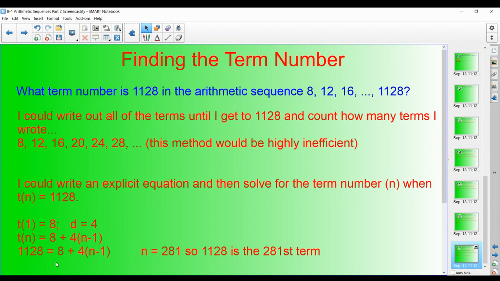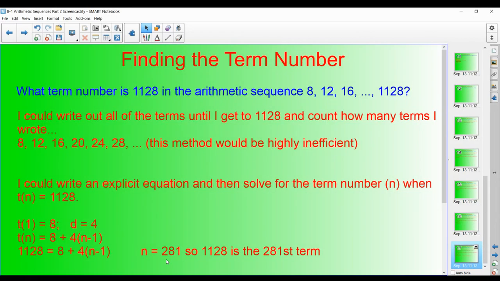And then it's arithmetic. So I'm going to subtract 8. I'm going to divide by 4 on both sides, and then I'm going to add 1. And you need to practice writing these down. And you wind up getting n equals 281. So 1128 is the 281st term in the sequence. Now, if you get a decimal, it's not going to be in the sequence because n has to be an integer. And in this case, I got n as 281, and my work here is done.